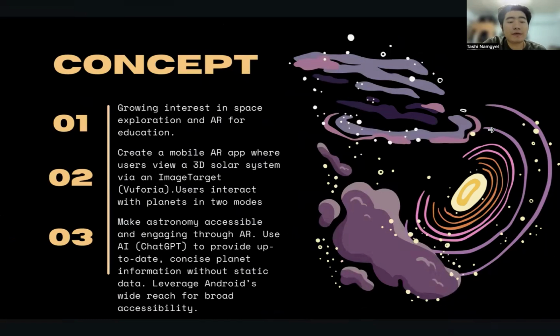The background to create this app is due to the growing interest in space exploration and AR for education, and the core idea is to create a mobile application where users view a 3D solar system using Vuforia's image target, and users can interact with planets in two different modes. And the motivation to make this application is to make astronomy accessible and engaging through AR, using AI to provide up-to-date, concise planet information without static data, leveraging Android's wide reach for broad accessibility.